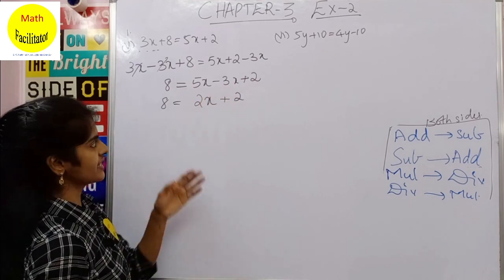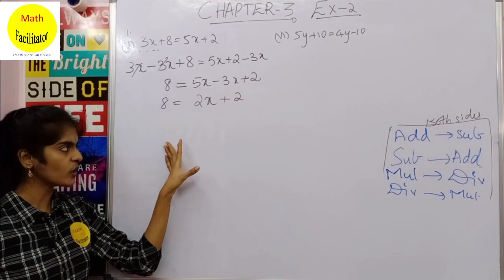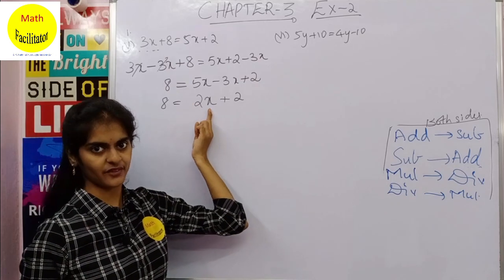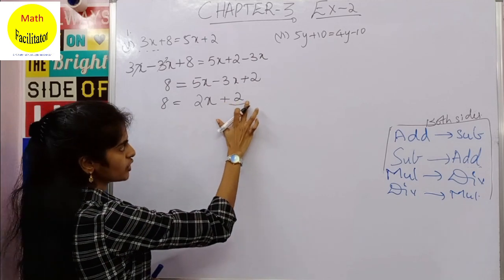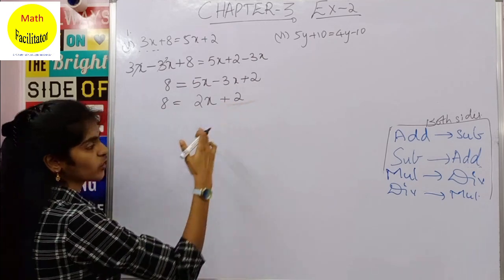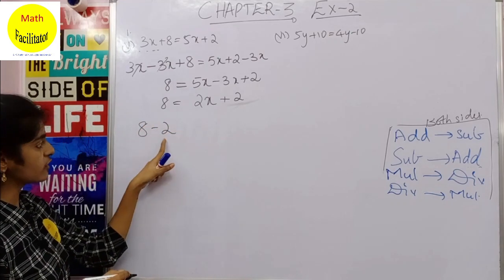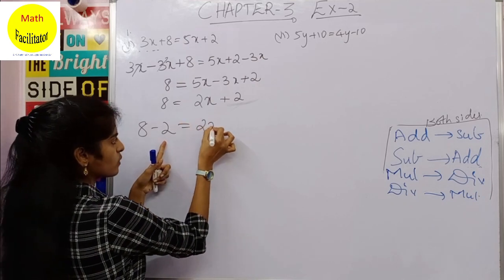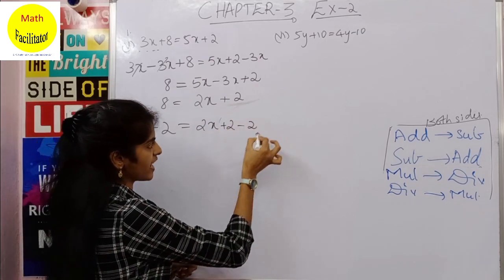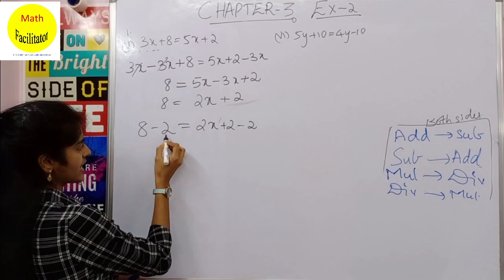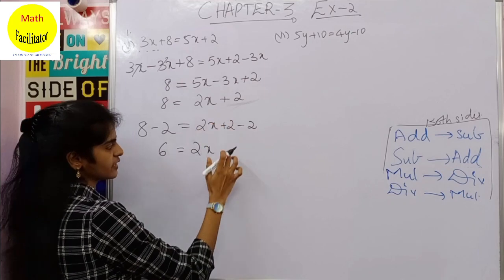Now see, now this is similar to the previous problem. You have 2x plus 2 equal to 8, and you want the value of x. Now here you can see you have 2 added extra. So what will you do? You will subtract the same 2 on both the sides. So how will you do that? 8 minus 2, I am subtracting 2 on both the sides. So here also I will write minus 2 equal to 2x plus 2 minus 2. Now plus 2 minus 2, this value becomes 0. So 8 minus 2 is 6. So 2x, this becomes 0.